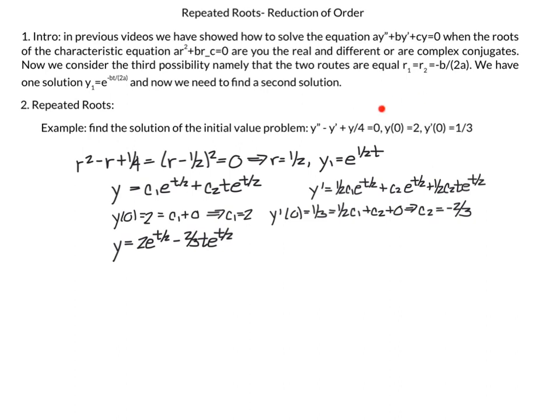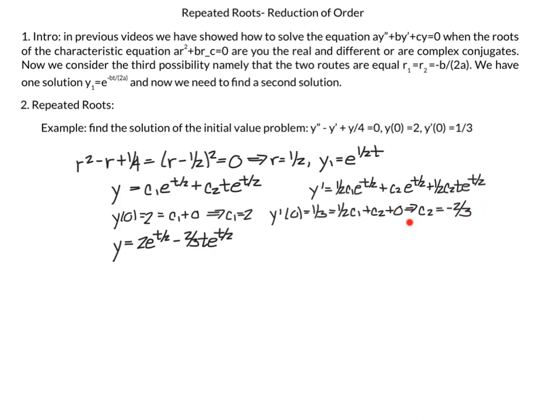This is an initial value problem, so we have to use our initial values. y of 0 is equal to 2, that's our first initial value. So that's equal to, plugging in t equals 0 here, I get c1, and then t is 0 here, so it's plus 0. So c1 is equal to 2. Then y prime of 0 is equal to 1/3. That's our second equation for the initial values. So I have to calculate y prime, making sure I use the product rule here. I plug in 0, and I get 1/2 c1, plus c2, and here I get 0.